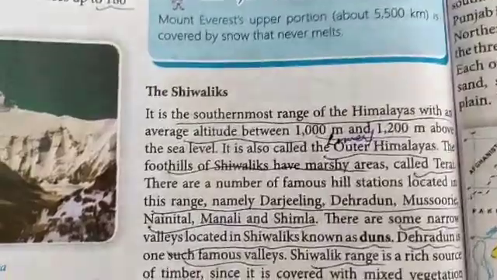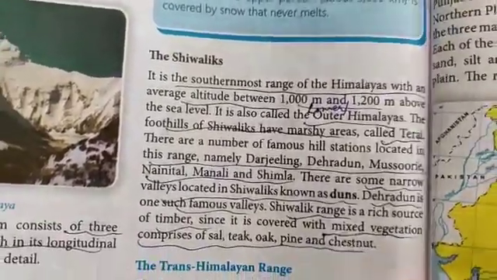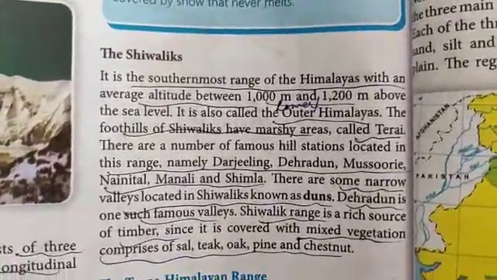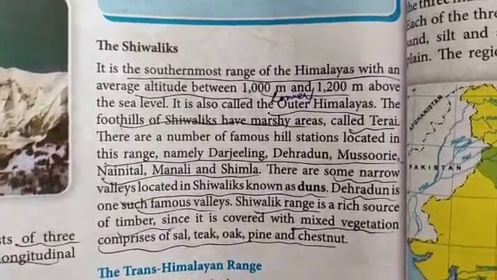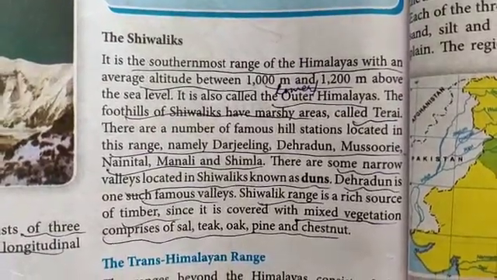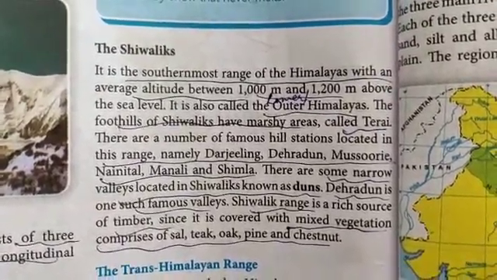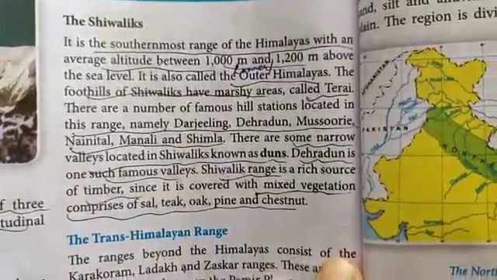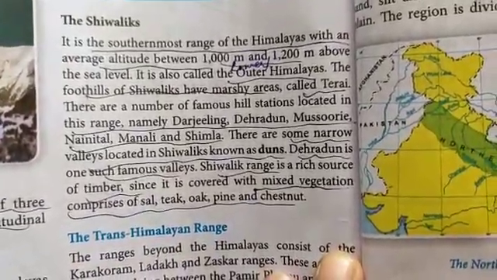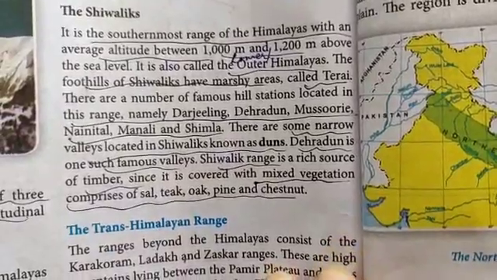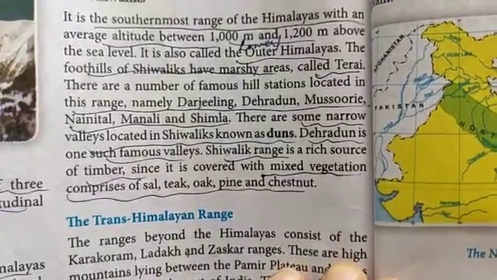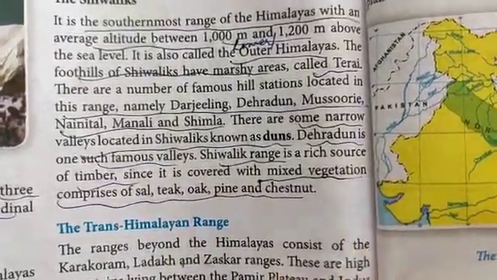Now the Shivaliks, the lower or the lesser Himalayas. It is the southernmost range of Himalayas with an average altitude between 1000 meter and 1200 meter above the sea level. It is also called the Outer Himalayas. The foothills of Shivaliks have marshy areas called Tarai.